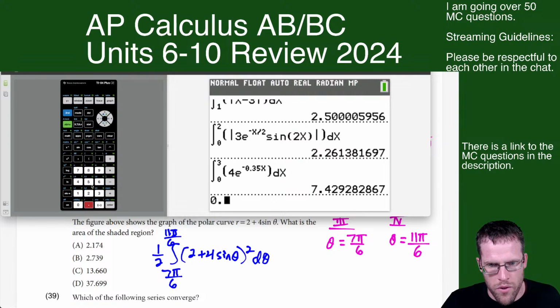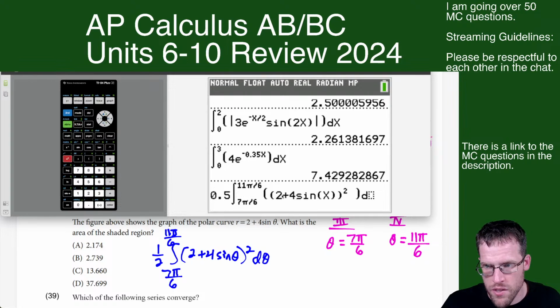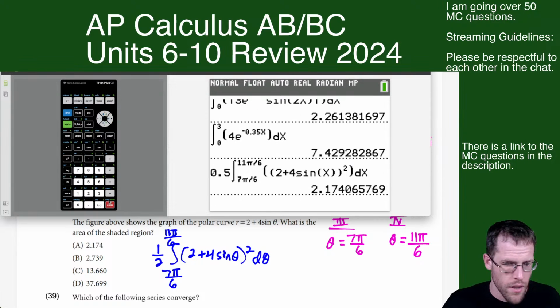So I've got 0.5, math 9, 7 pi over 6 to 11 pi over 6. And then r is parentheses 2 plus 4 sine theta. I use x, close the parentheses around the whole thing, squared dx. Okay, and you get choice A.